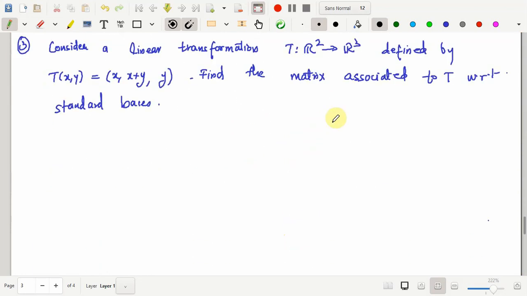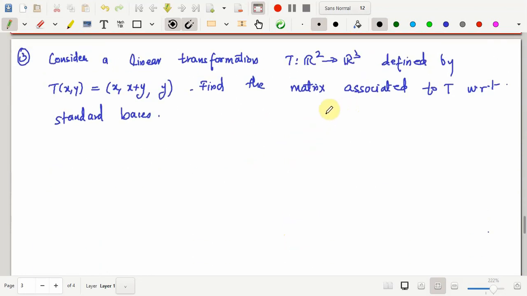Just one last example. Consider a linear transformation T from R2 to R3. You know the dimension of R2 is 2, the dimension of R3 is 3. So the resultant matrix with respect to any basis should be 3 cross 2. Okay. And the linear transformation is given in this way. So find the matrix associated to T with respect to its standard basis.